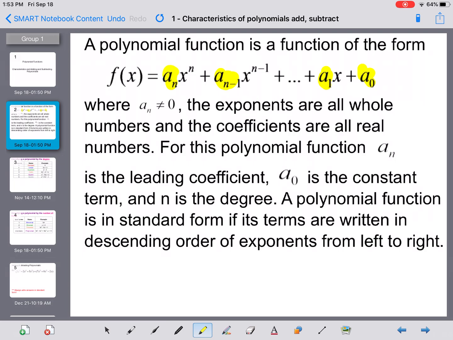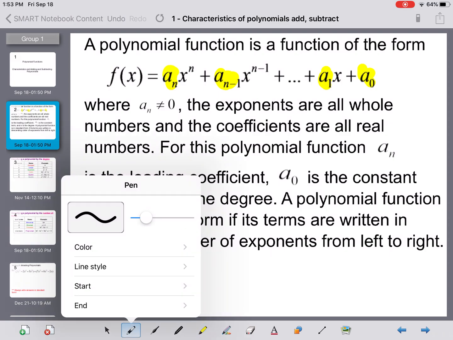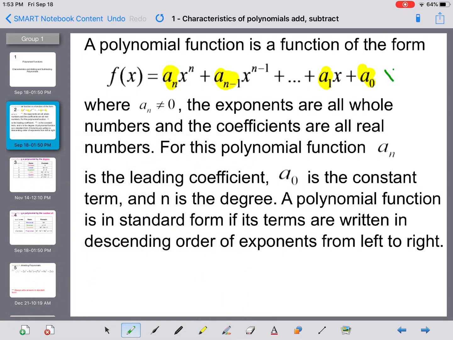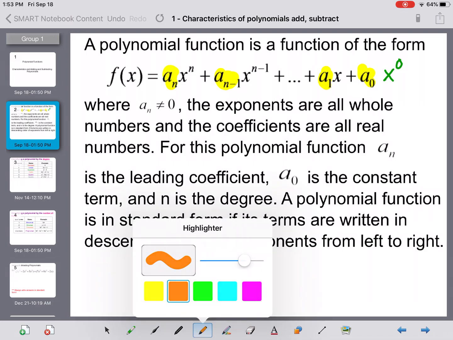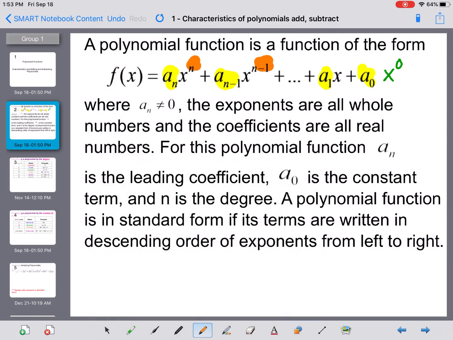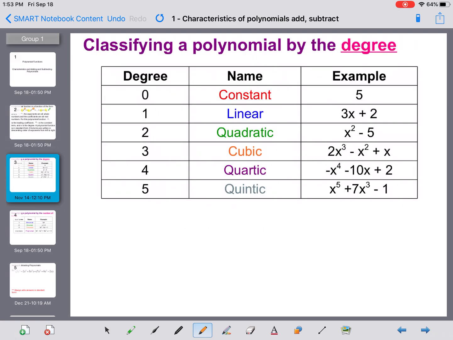And so a sub n we will call the leading coefficient, and a sub 0 is the last term, or the term without an x, because that would be classified as x to the 0, which is just 1. And so that would be the constant term. And then we want to put it in standard form when it is in descending order. So we go from the highest degree and then we go down by 1, or whichever the next highest exponent is. We can classify these by the degree, so the degree is the highest exponent.